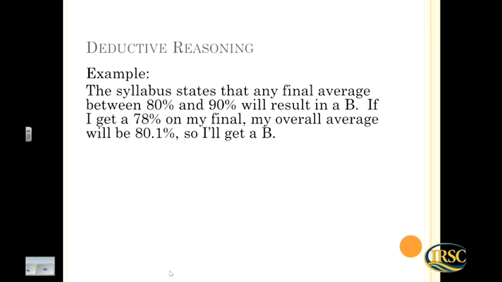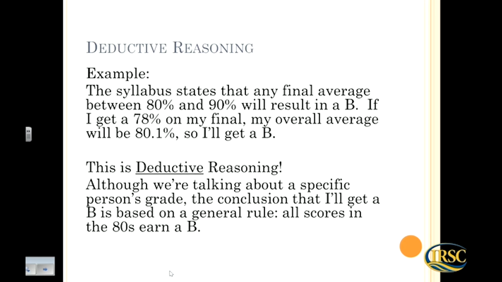If it was inductive, you might say, oh, well, that student got an 80.1 overall and they have a B, and that student got an 80.1 overall and they have a B, and that student had an 80 point, so then I probably have a B if I got an 80.1. See, that would be inductive reasoning because you're basing it on specific observations. All right, so this one is deductive reasoning. Okay, so we are talking about a specific person and a specific grade, but the conclusion was based on the general rule from the syllabus.